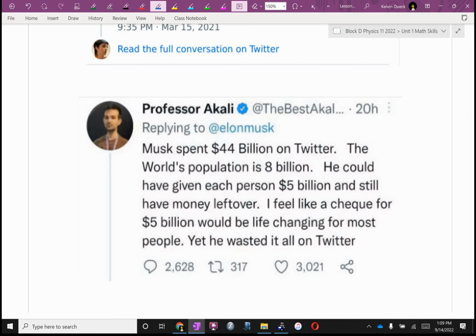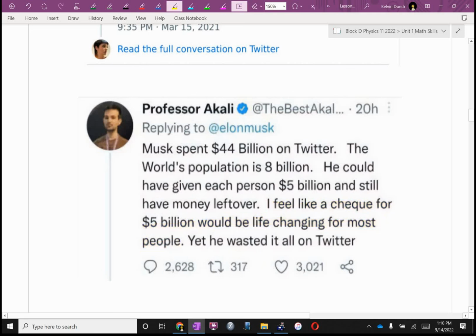I feel like a check for $5 billion would be life-changing for most people. Yet he wasted it all on Twitter. I should point out the only true statement in this whole thing is that sentence there. $5 billion for every human being would be life-changing, although it would probably throw the economy into chaos, because that would be the average wage and very quickly everything would get crazy more expensive.